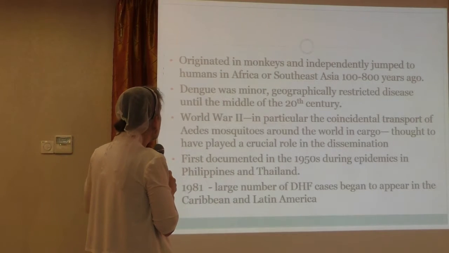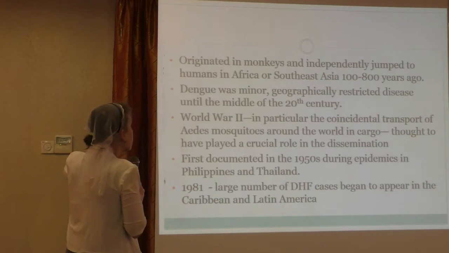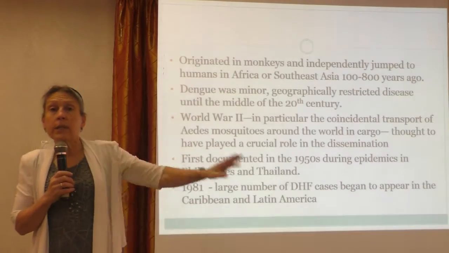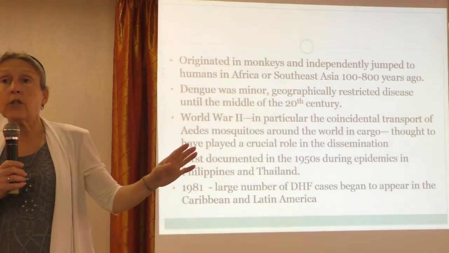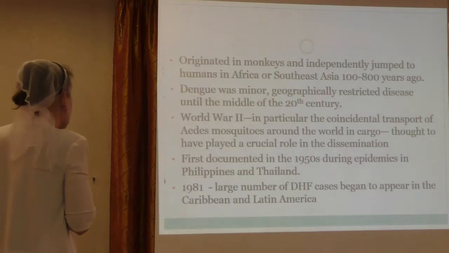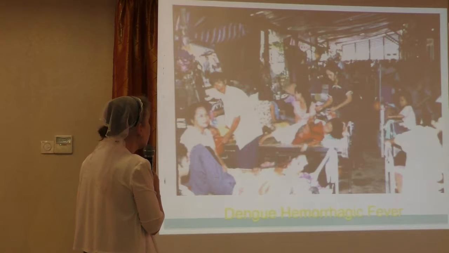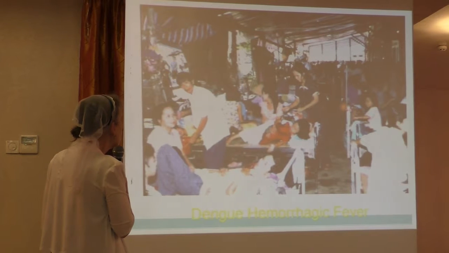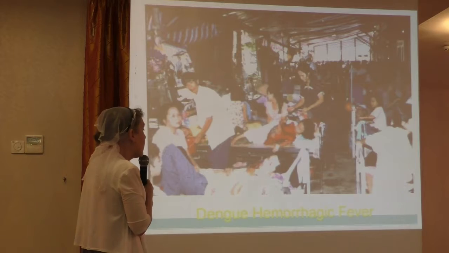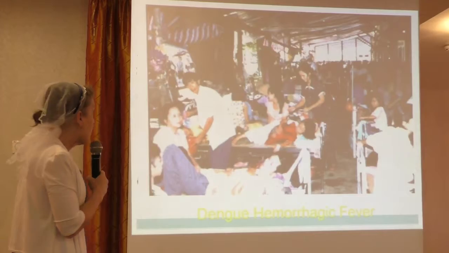So it started in monkeys, jumped to people, and originally was minor until World War II. Remember how I said that with all our advanced transportation, our flights here and there, our boats here and there, it all goes round. And that's what happened with dengue. So, go ahead. There's a picture of a dengue epidemic: children and adults with hemorrhagic fever, and many of them very critically ill.